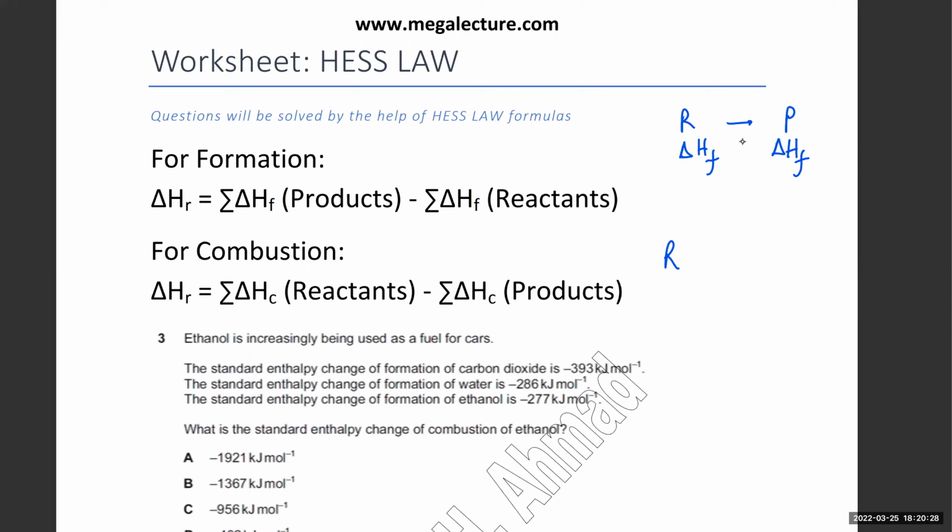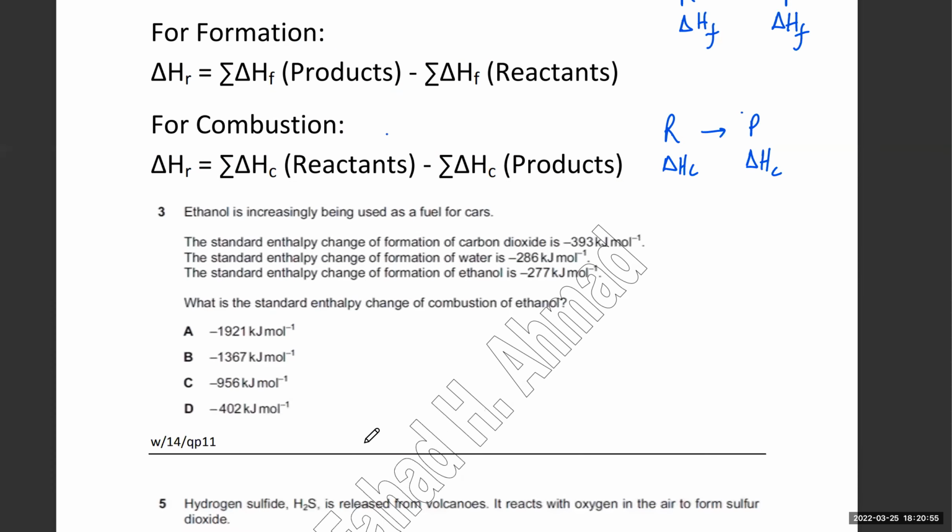Vice versa, if you have an equation and they've given you the enthalpy of combustion of the reactants and of the products as well, all you have to do is enthalpy of combustion of the reactants minus the enthalpy of combustion of the products, and you will be able to find that out. So reactants minus products for combustion, okay? Clear? Yes, sir.